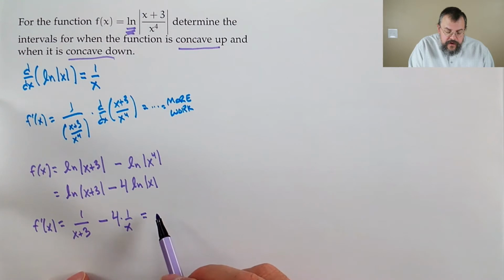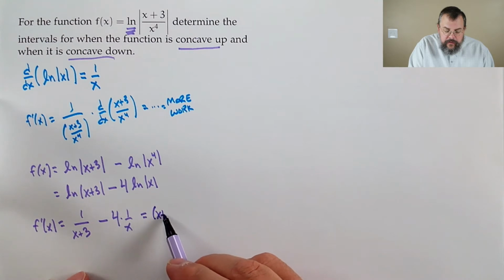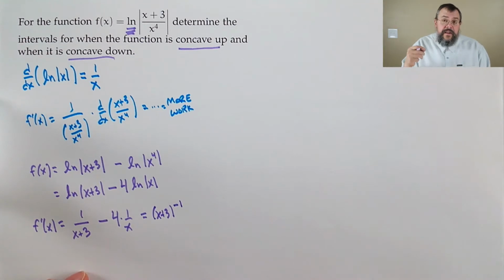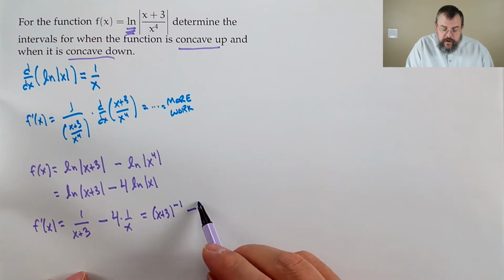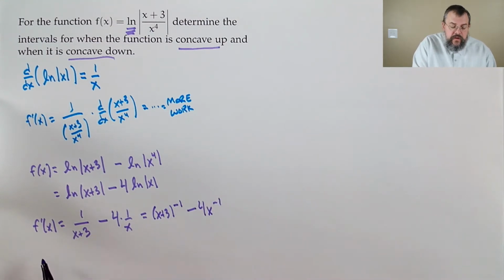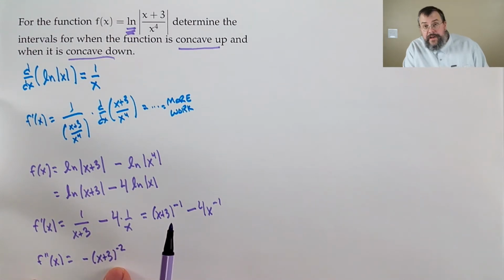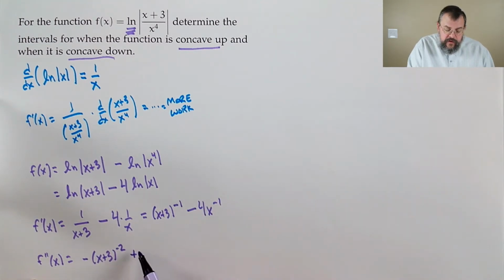It might be useful to think about what 1 over x plus 3 is. In a very convenient way for calculus, it's x plus 3 to the minus 1. It's nice to have that exponent up here so that we can apply our rules. So minus 4x to the minus 1. Our second derivative would be, well, here, the minus 1 comes down, x plus 3 to the minus 2 times the root of the inside, which is 1. Here, the minus 1 comes down, so it'll become plus 4x to the minus 2.